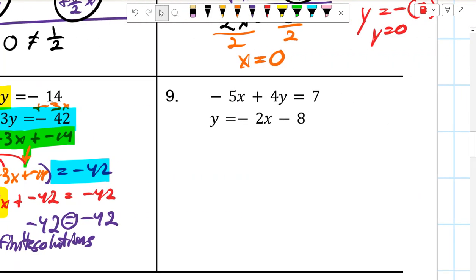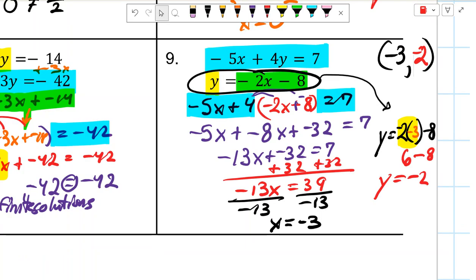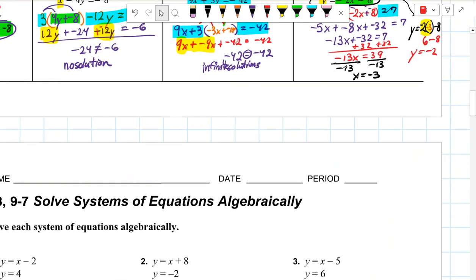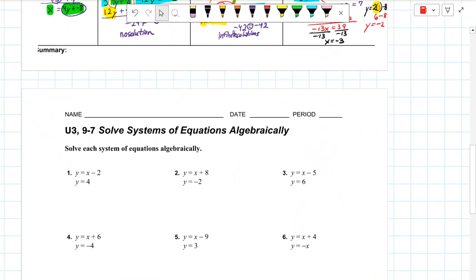And I'd like you to pause the video. This one's a really nice one for you because we already know what y is, and so y is a great substitutor. Pause the video and try it now. All right, it's been a long lesson, but the answer to number 9 is negative 3, negative 2. Pause the video and take a look at all this math if you didn't get the same, and make sure that you are using it correctly. When you're ready, you come on down to the assignment.